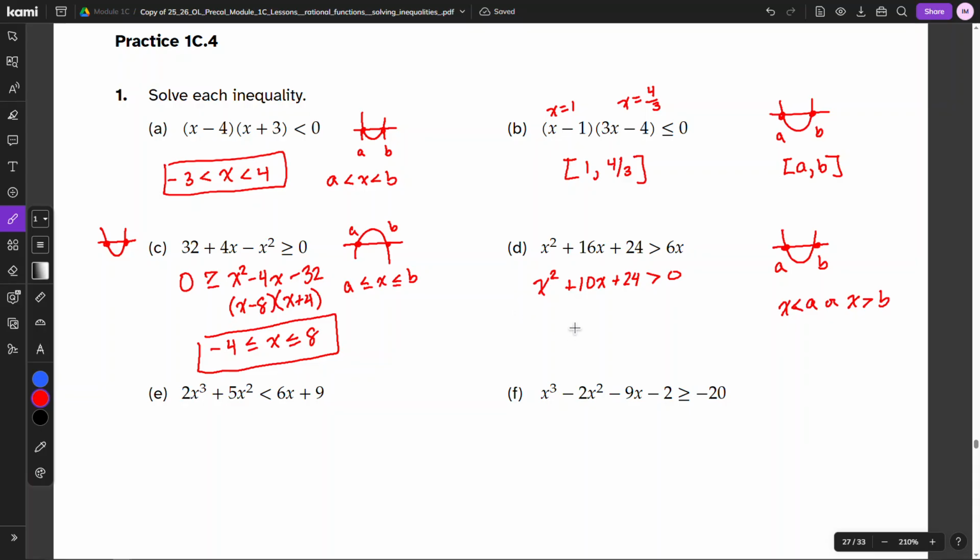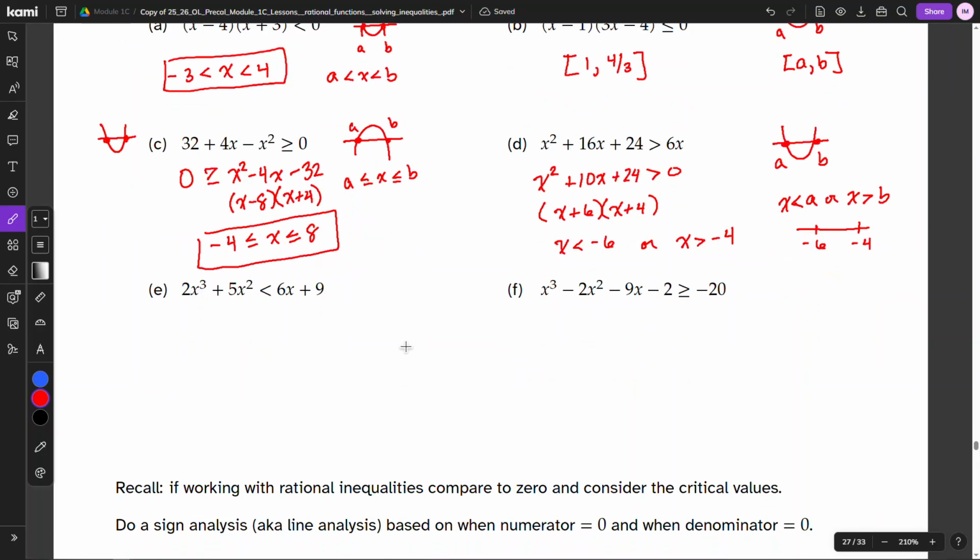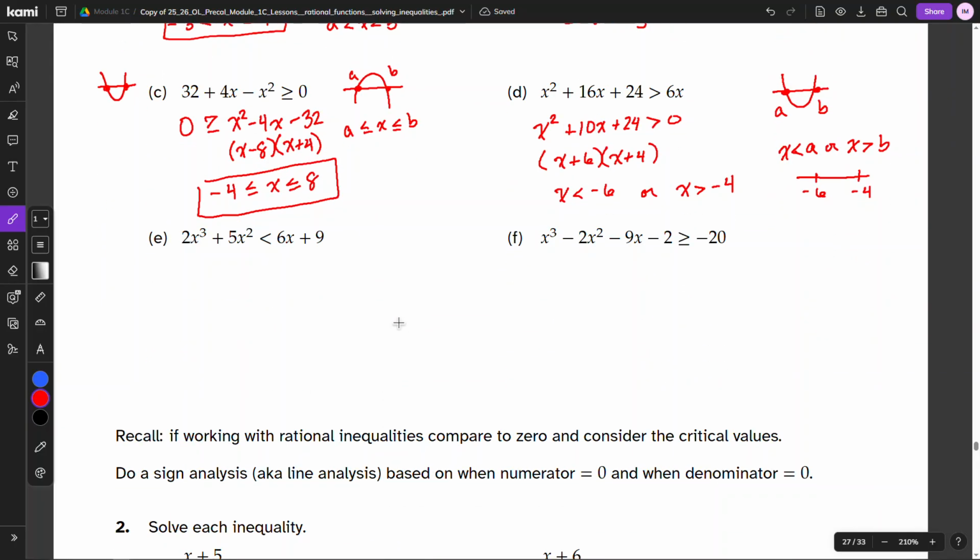Okay, so look to my critical values. I can factor this as (x + 6)(x + 4). And on the number line, I know that -6 is to the left of -4. So that means my solutions are going to be when x is less than -6 or x is greater than -4. All right. Being able to understand the basics of your graphs will make work a lot easier.